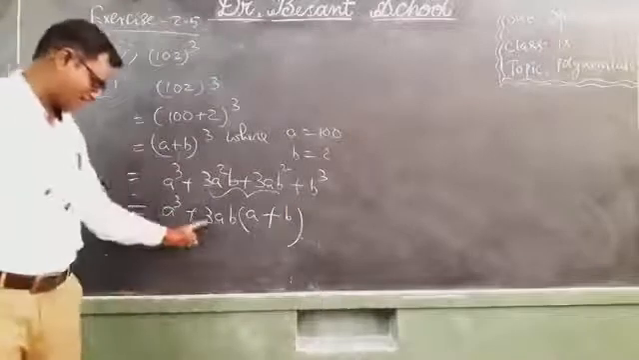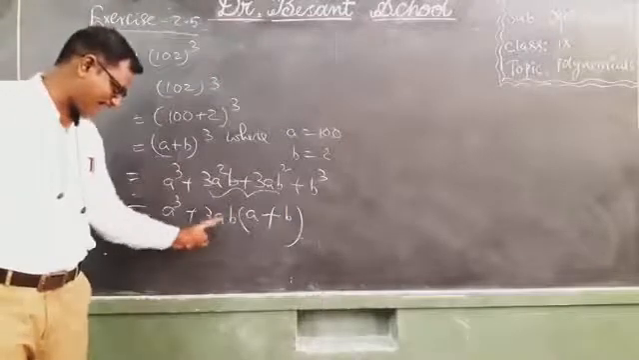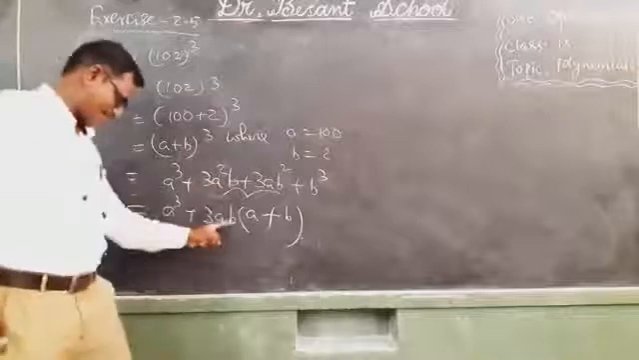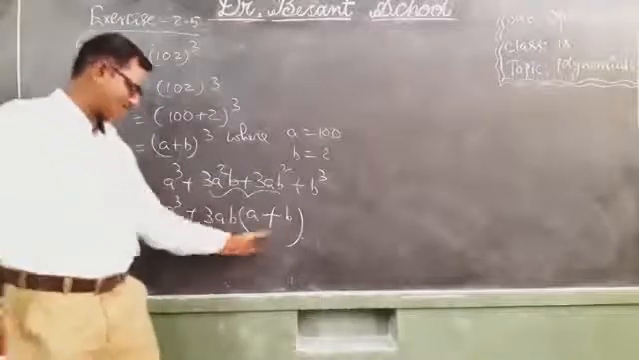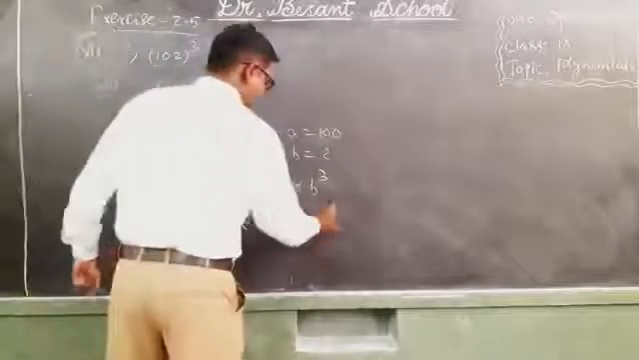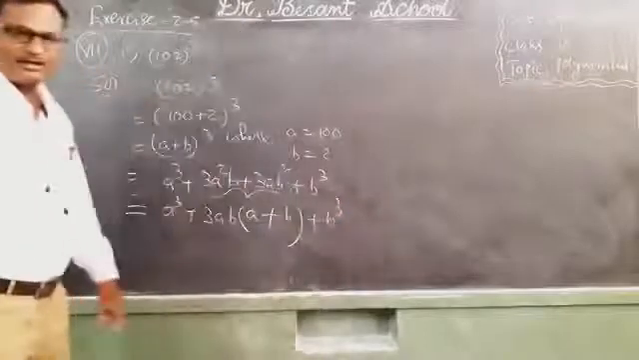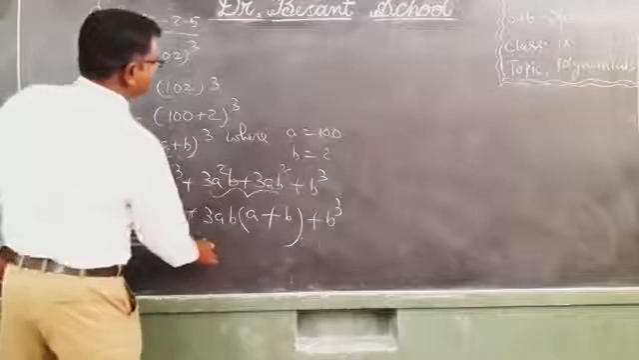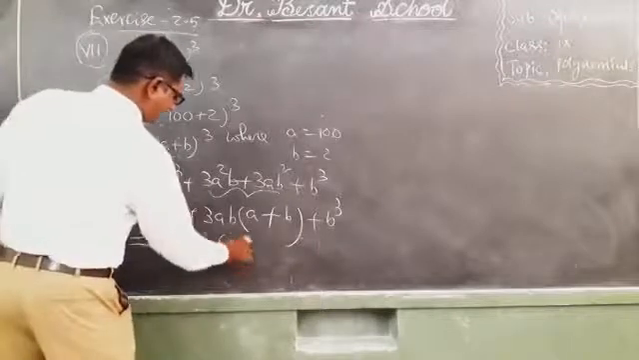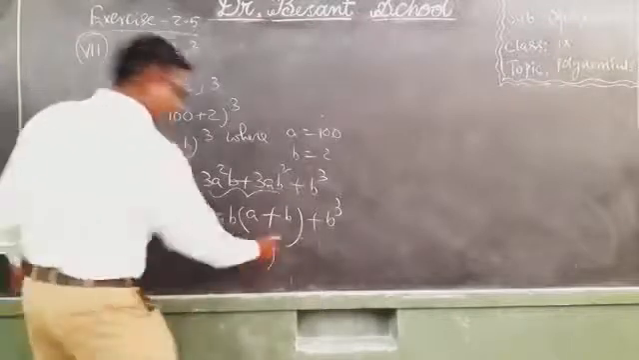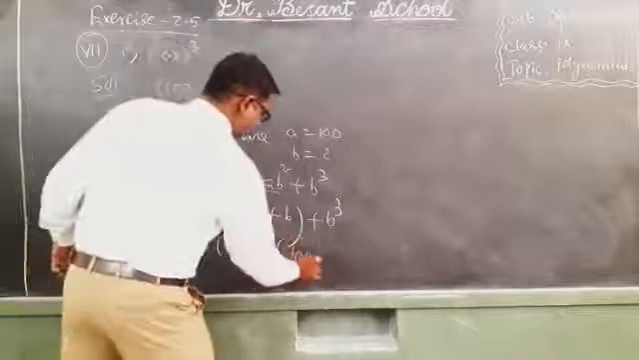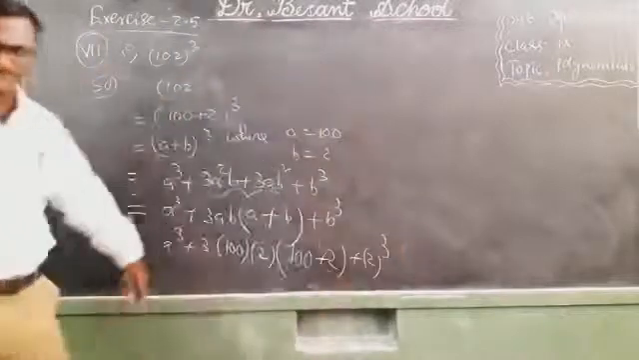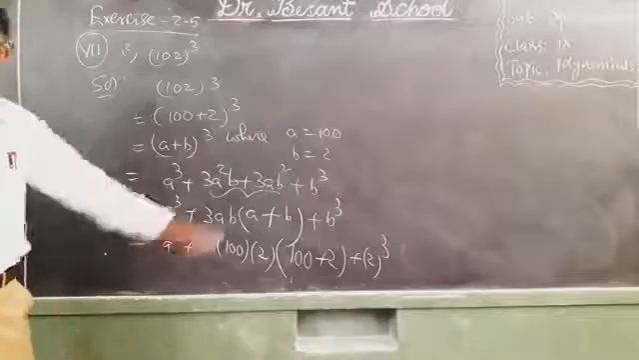Once verify. 3ab into a, 3a square b. Plus 3ab into b, 3ab square plus this is b cube. Okay children, so this is a cube plus 3 into ab. a means what? 100. b means what? 2. Into (a plus b) means what? 100 plus 2, plus b cube means what? 2 cube. I replaced the values a equal to 100 and b equal to 2 in the formula.